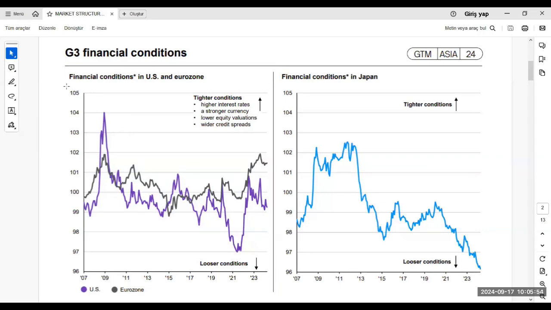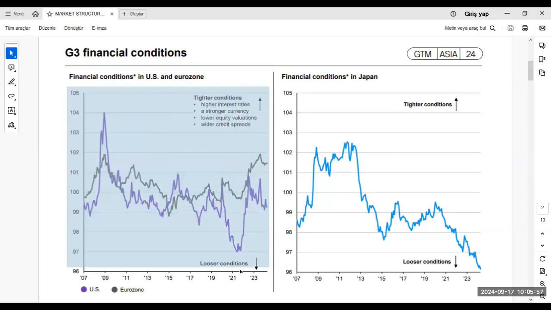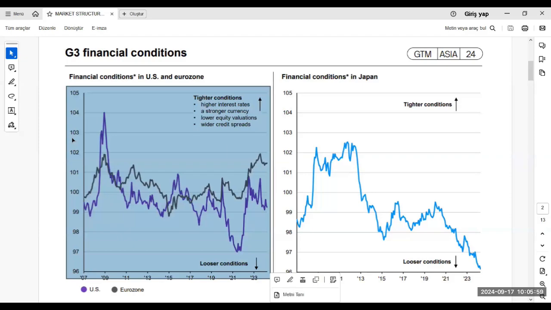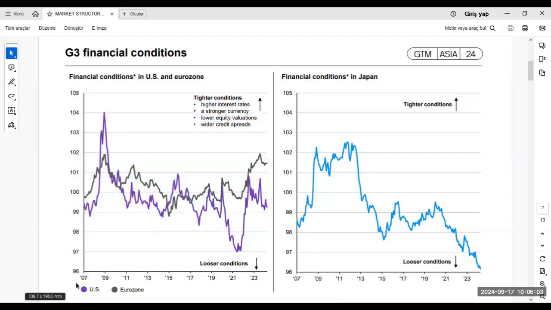So here, as you see, on the x-axis we have some values. Those are indexes. And as you see, two lines: the purple or light blue line is the United States and the black line is the Eurozone. What we mean by tighter financial condition is high interest rate, a stronger currency, lower equity valuation, and wider credit spread.